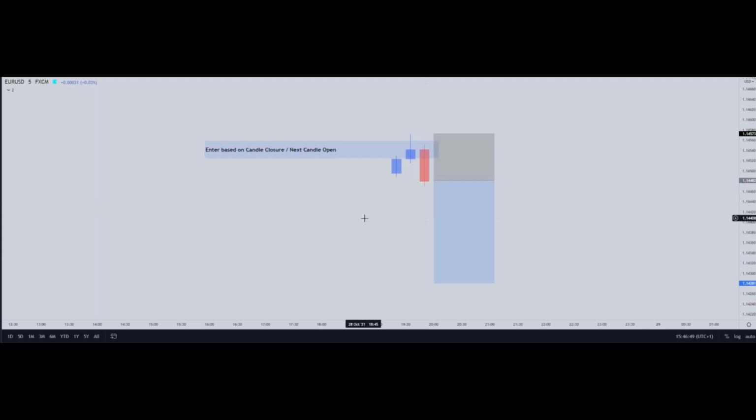Number 2 is entering based on candle closure or next candle open. All you're looking at here is when price taps into your supply or demand zone. In this example, when price formed the bearish engulfing, you enter straight away based off that closure, on the next open of the candle. You may get a little bit of drawdown on this one. For example, it may wick above before continuing bearish. It's very simple, but it works.